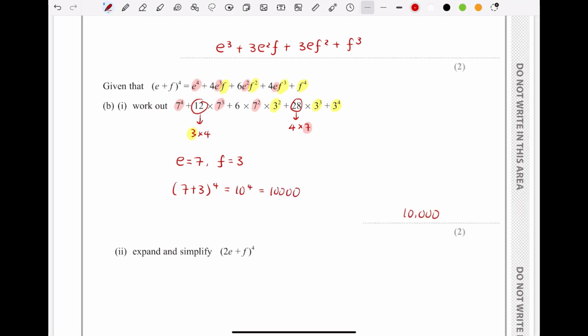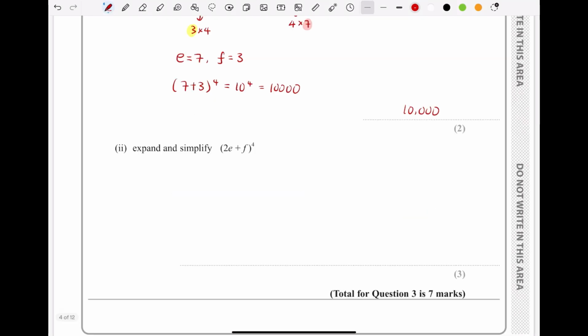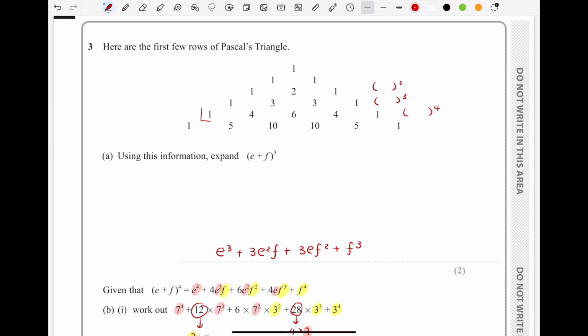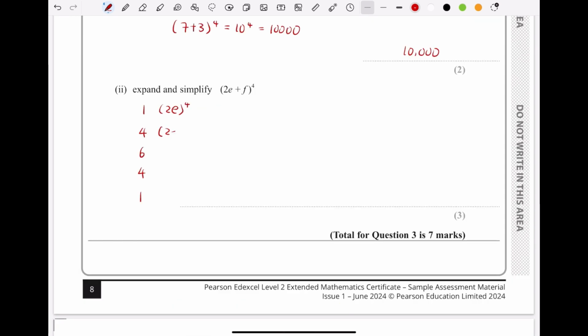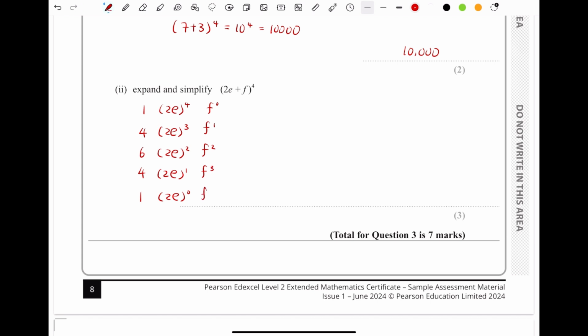That's 10,000. Now we need to expand and simplify (2e + f) to the power of 4. We know that this row here is the coefficient, so we are going to write it down. The power of 2e is going to go from 4 to 0, or if you want to do it the other way around, it doesn't matter, we will get the same answer. F, on the other hand, will go from 0 to 4. So what we need to do now is to simplify.